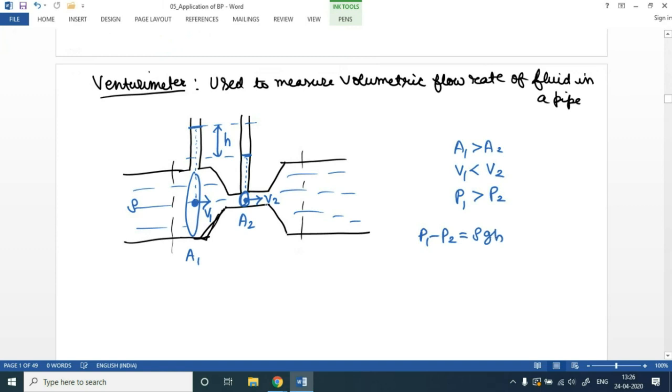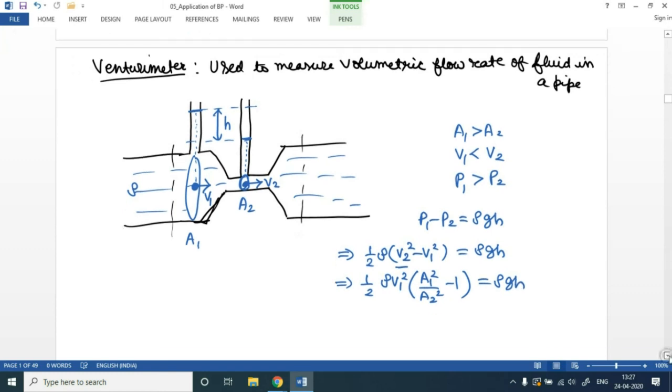And applying Bernoulli's principle between points 1 and 2, P1 minus P2 you can write as half rho times V2 square minus V1 square, and that is going to be equal to rho gh. For example, we are interested in finding V1 over here. V2 we can write as A1 V1 by A2. So when we substitute that, it becomes half rho V1 square into A1 square by A2 square minus 1, which will be equal to rho gh.